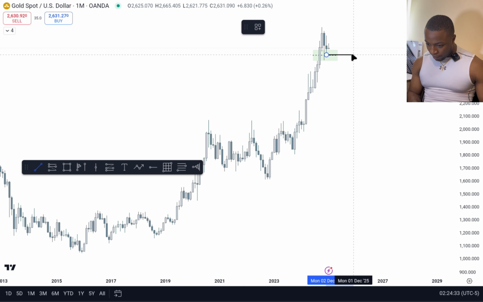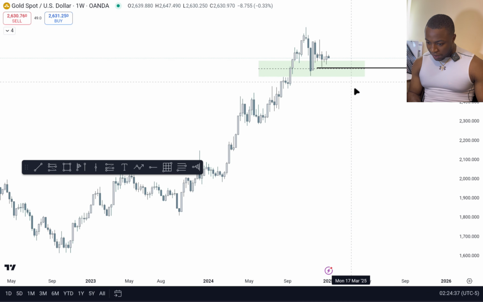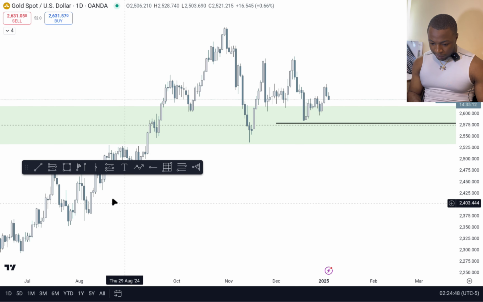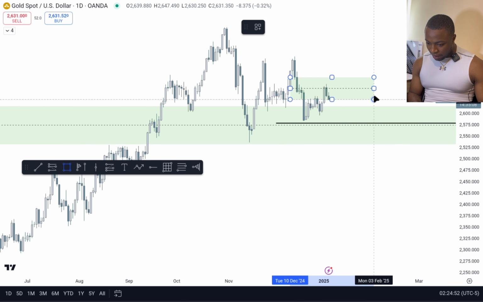Okay, then I went to the weekly to see what the weekly is actually saying. We had a weekly consolidation here. See, price swept this low here. We had a weekly consolidation, quite choppy. I went to the daily for more context. I saw price was retracing into this imbalance here.